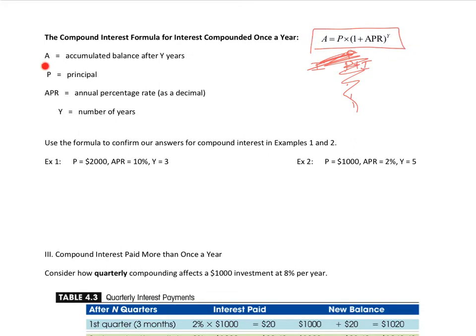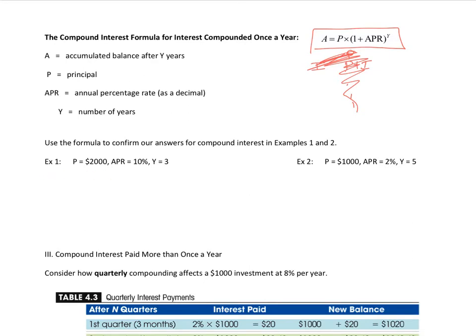So A, as I've been mentioning, is the accumulated balance after 10 years. P is the principal. APR is the annual percentage rate as a decimal. And Y is the number of years. Pretty straightforward. I was using T in the previous examples. Y is what we will be using from here on out.